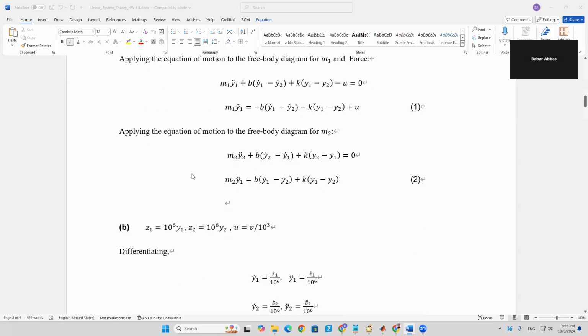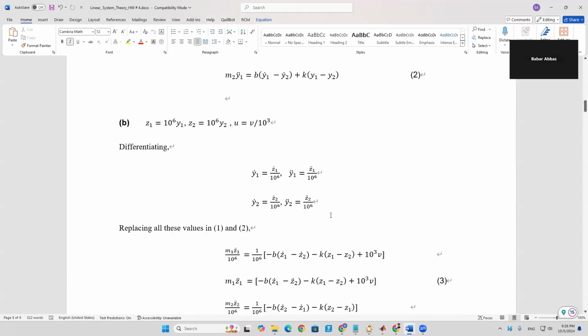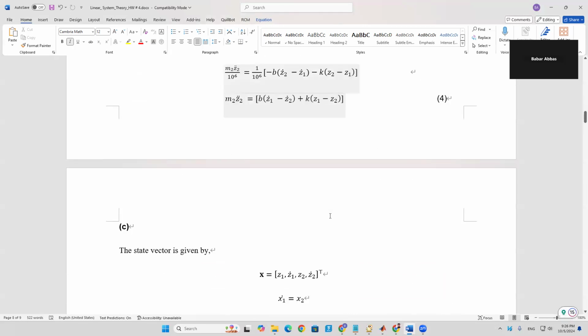Similarly, applying Newton's second law to the body mass 2. So m2 y2 double dot is equal to v times y2 minus y1 plus k times y2 minus y1 equal to 0. There is no force here. So after simplification, we got this relationship. So these are equations 1 and 2, which will be further used in part B and onward.